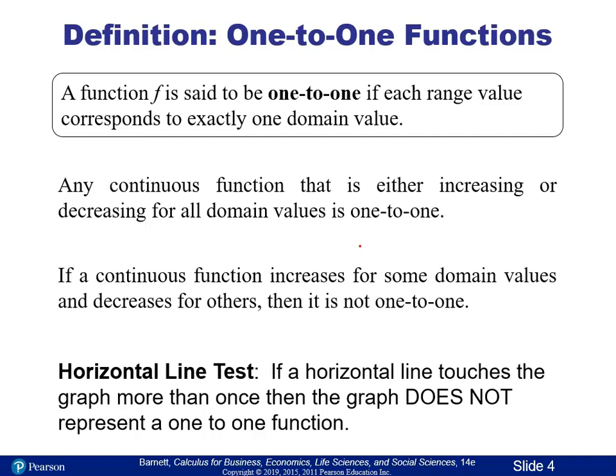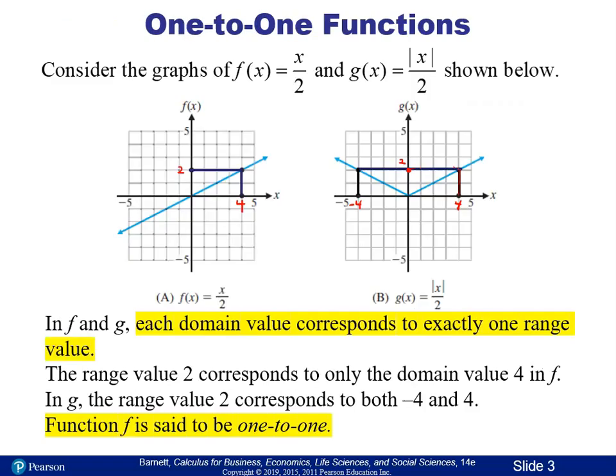We have a test, just like we have a vertical line test to determine if a graph is a function. We have a horizontal line test, and it tells us whether or not it's one-to-one. If a horizontal line touches the graph more than once, then the graph does not represent a one-to-one function. If we look back here, you can see that a horizontal line, which is what's drawn here, would touch it more than one time, and therefore it would not be one-to-one.